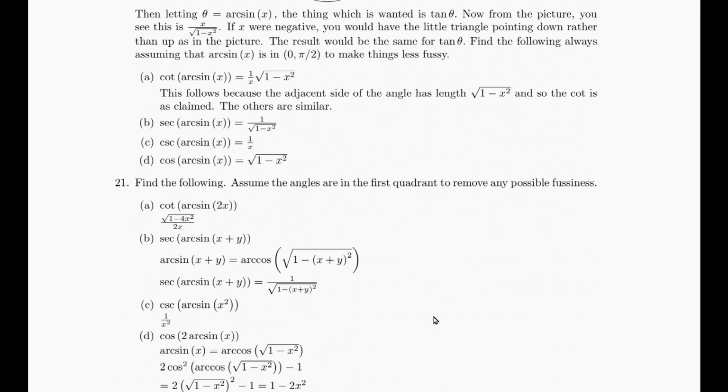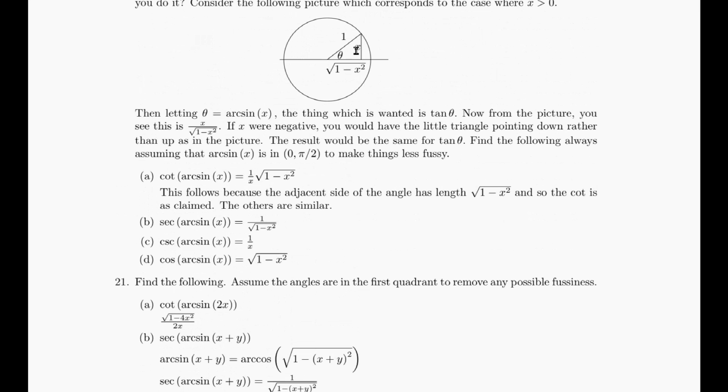What's the cotangent of arcsine of 2x? Well, here, call this angle theta. This is the angle whose sine is 2x. Okay, so you could draw a little triangle, and this side would be 2x, and so this here would be the square root of 1 minus 4x squared. So I would have the cosine divided by the sine, and that would give me this.